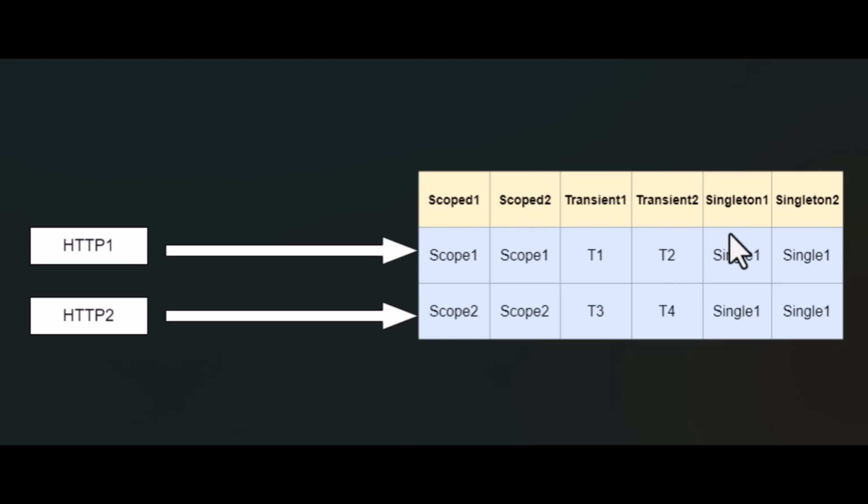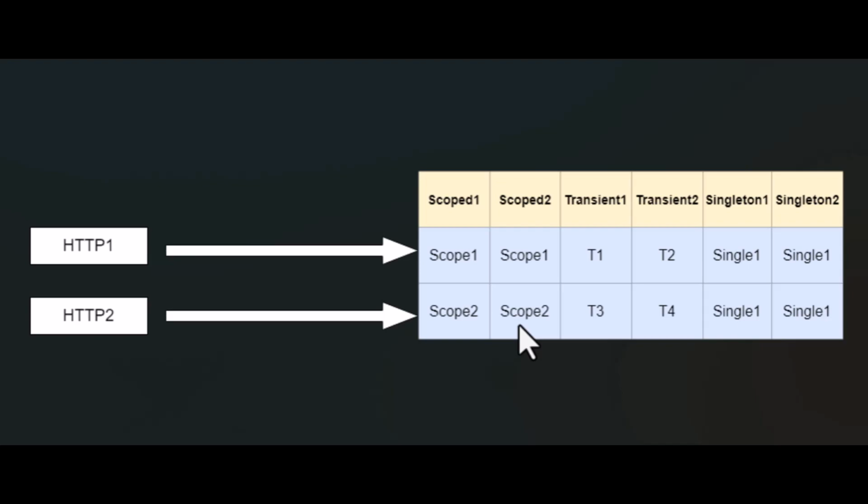For the singleton, it created a new one when it was requested for the first time, that is singleton 1, but when it was requested for the second time, it again provided the same existing object in the DI container, that is singleton 1. Now we are moving ahead to HTTP 2. Here in HTTP 2, it created a new object for the scope service, that is scope 2, and provided the same scope 2 object when it was asked for the second time.